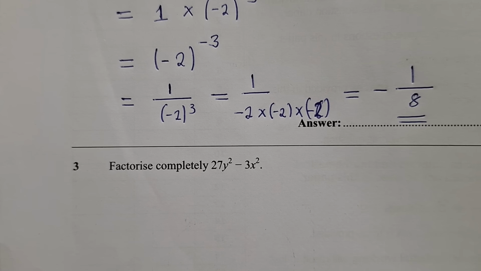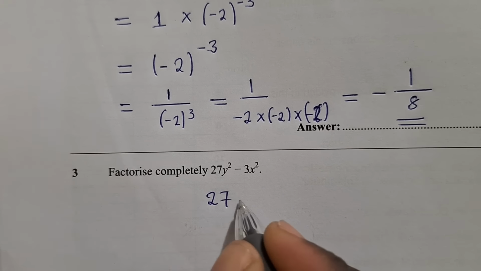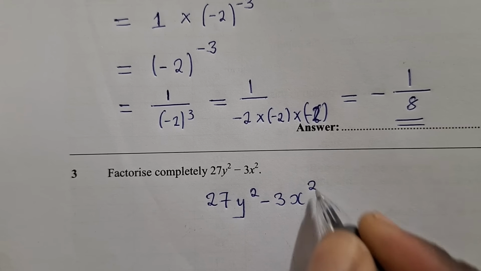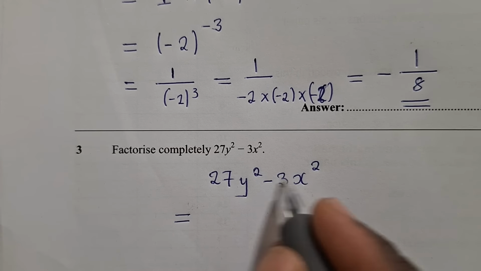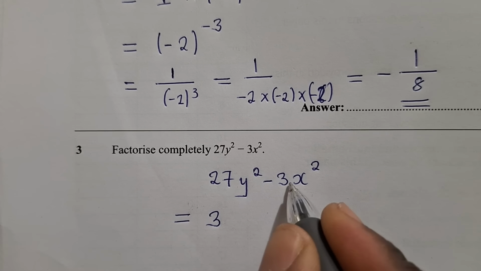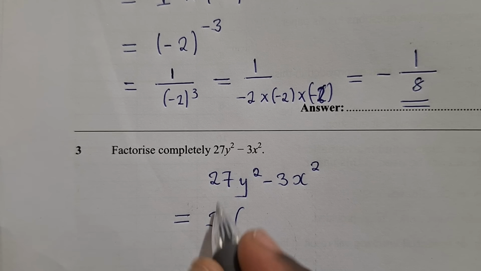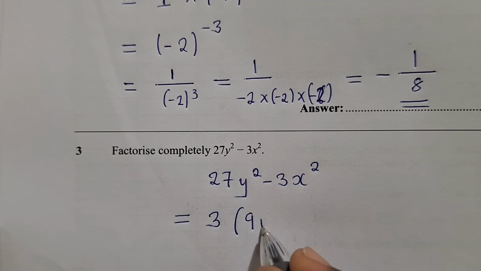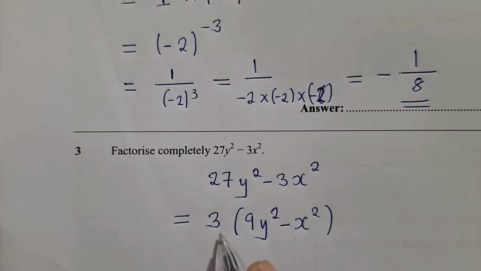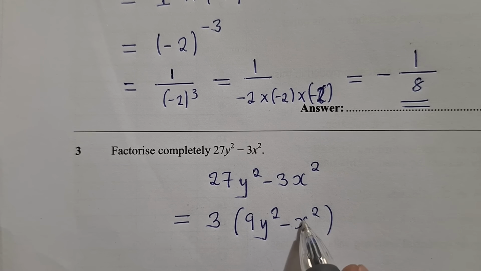We come to question 3. So here, we've got 27y power 2 minus 3x power 2. You check what is common. Factorization. So 3 is found here and here. It can go into 27. So we shall say 3 into 27, we're getting a 9 power 2 minus x power 2. Because 3 into negative 3x squared will just remain with the negative x squared.